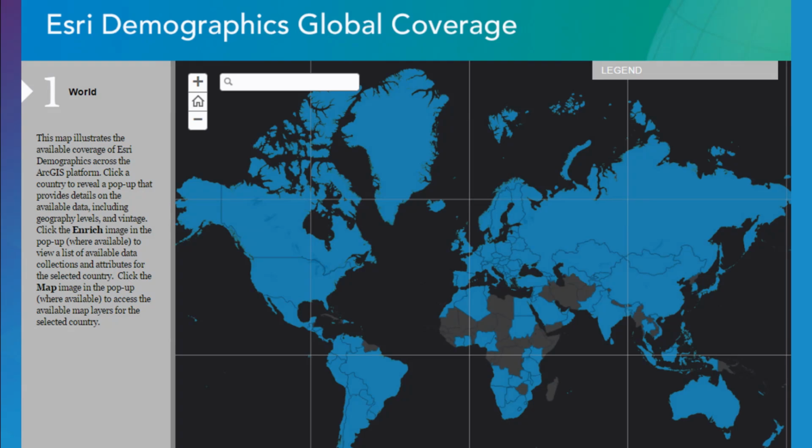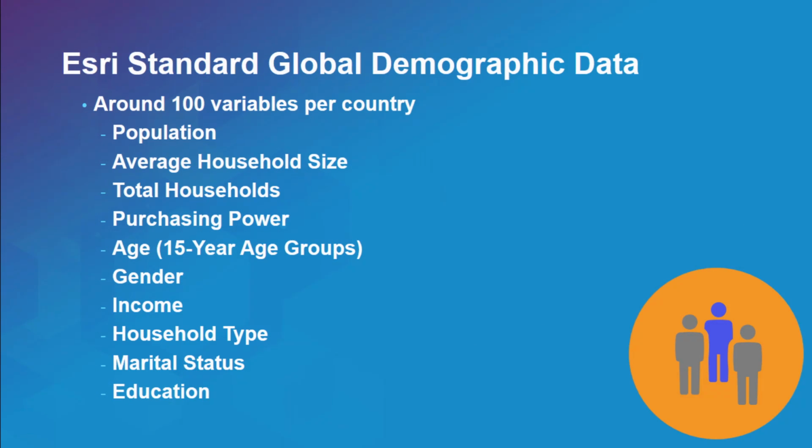So we have coverage for 137 countries, but by far the most variables we have are for the US as well as Canada. For the international countries, we have about 100 variables per country for non-US countries, and these range from just key facts like population, average household size, gender and income. This data is provided by Michael Bauer Research, whereas the US data we derive largely from the census and then additional data from the American Community Survey and the Bureau of Labor Statistics.